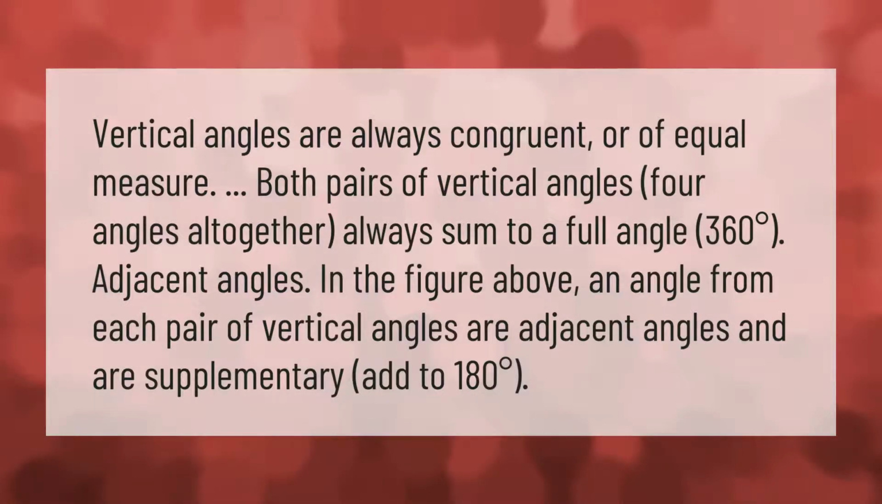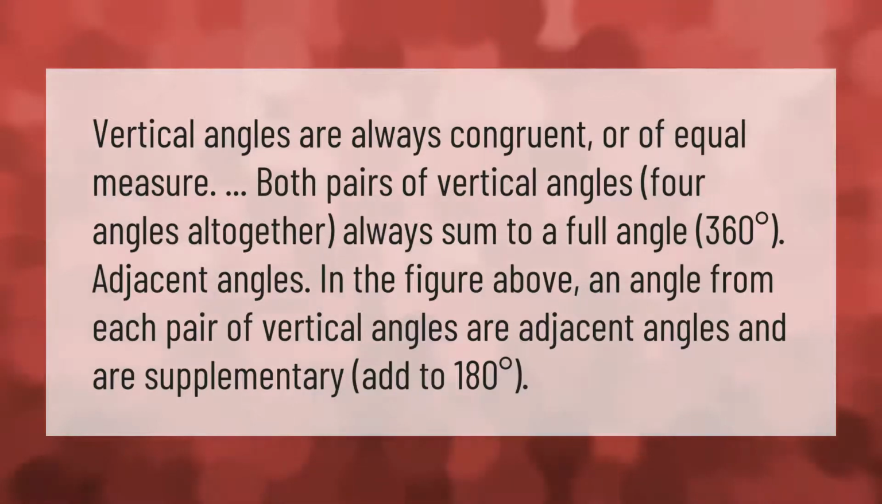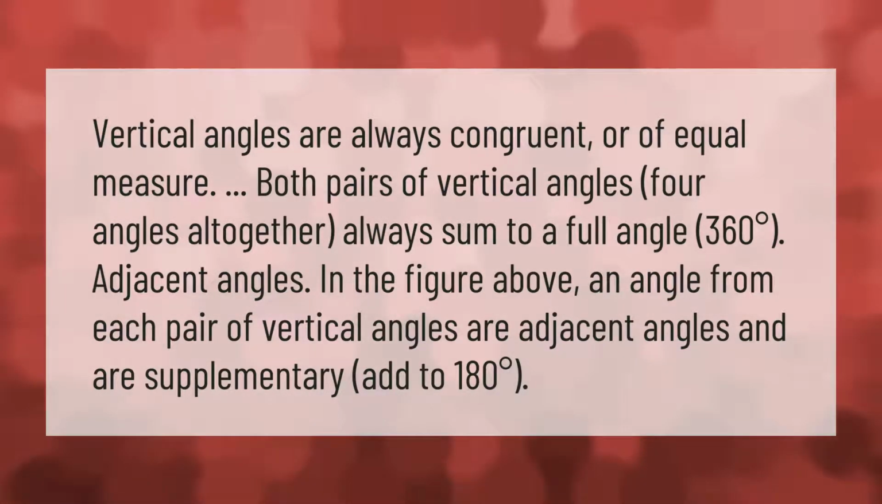Vertical angles are always congruent, or of equal measure. Both pairs of vertical angles, 4 angles altogether, always sum to a full angle, 360 degrees. Adjacent angles: in the figure above, an angle from each pair of vertical angles are adjacent angles and are supplementary, adding to 180 degrees.